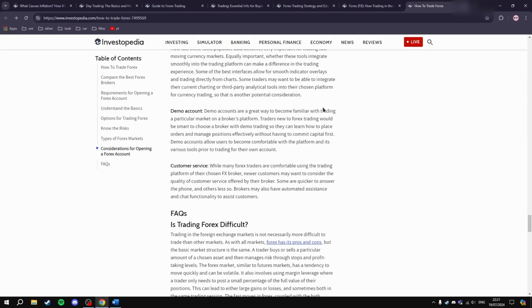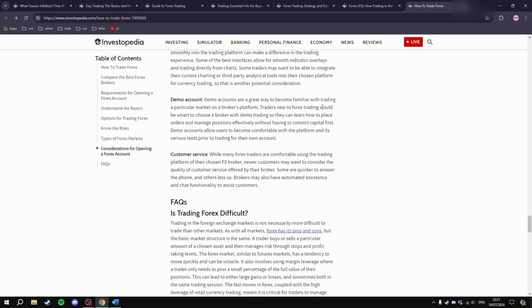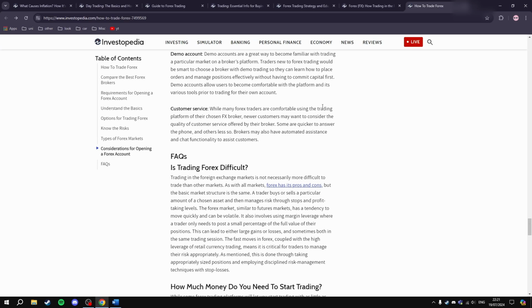So whether these tools integrate smoothly into the trading platform can make a difference in the trading experience. On to demo accounts. Demo accounts are a great way to become familiar with trading a particular market on a broker's platform. So new traders should choose a broker with demo trading so they can learn how to place orders and manage positions effectively without having to commit real capital first.